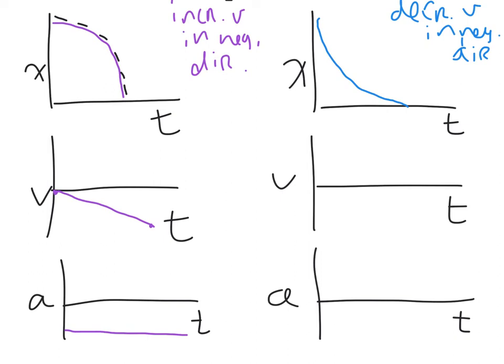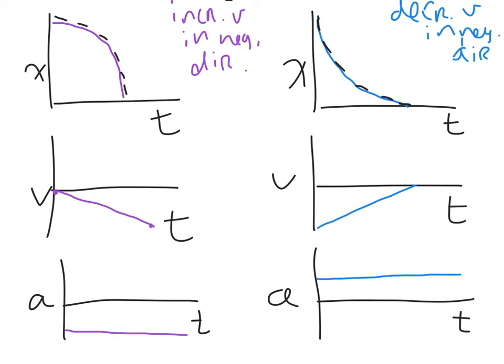So if I drew tangent lines at each of these points, I start out very steep and negative, and the slopes get shallower, closer to 0, which means that my velocity starts at a high negative and goes towards 0. That graph would look like this. The slope of this line is constant, but it's positive. So my acceleration would be constant and positive.